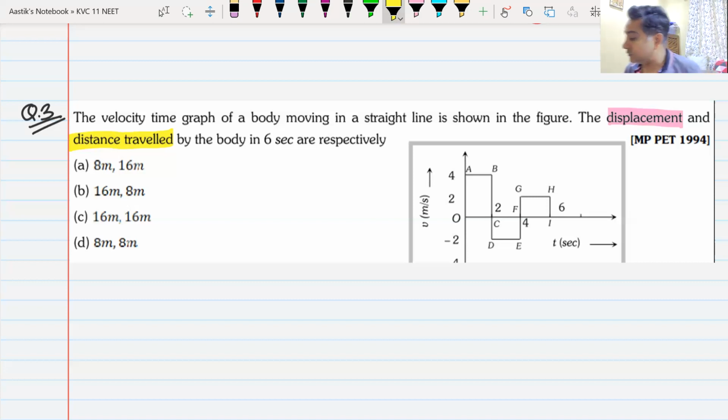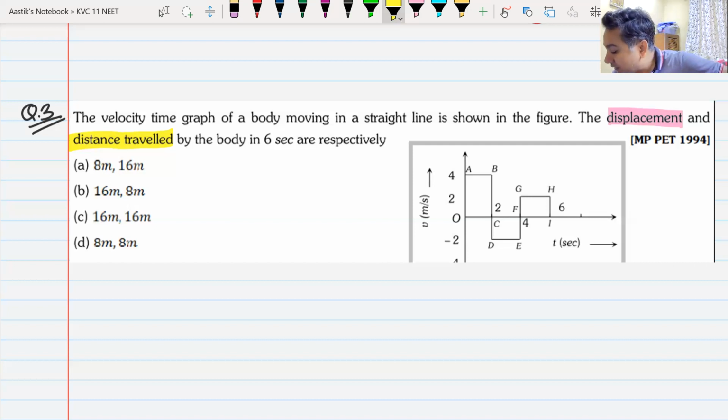Option 2. Displacement is 16 and distance is 8. Is it possible that displacement is more than the distance? Yes, sir. A, sir, is correct, sir. How did we get A, sir?